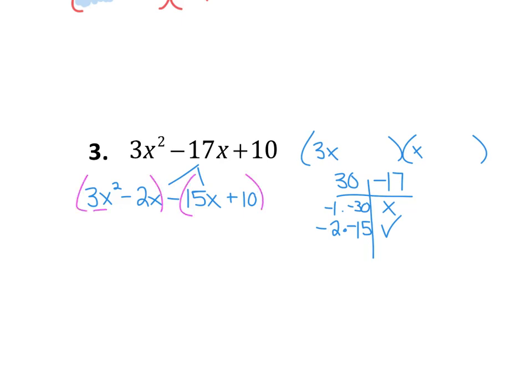And what do these two have in common? An x. You're left with 3x minus 2. And now if this is a minus, I take out a minus as well. If it was a plus, I take out a plus. What do these two have in common?